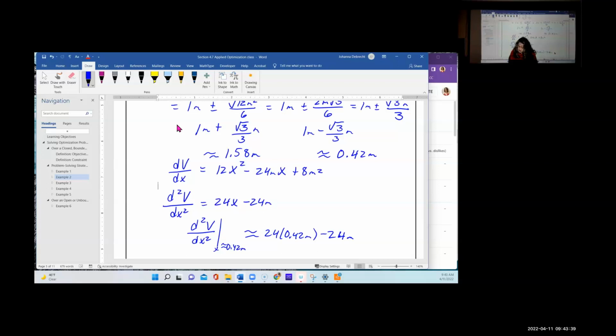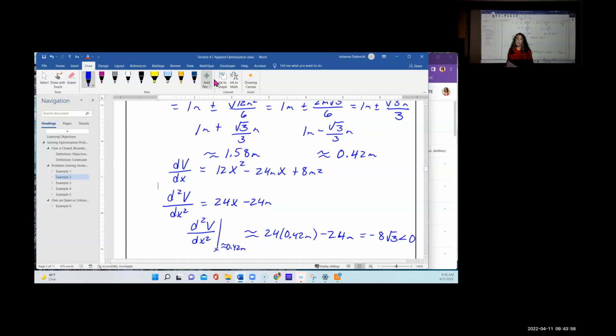And so when I plug this in, I get 24 times about 0.42 meters minus 24 meters, which is going to give me something that is what? Positive or negative? If you actually plug it in, the true value is -8 square roots of 3. It's definitely negative.